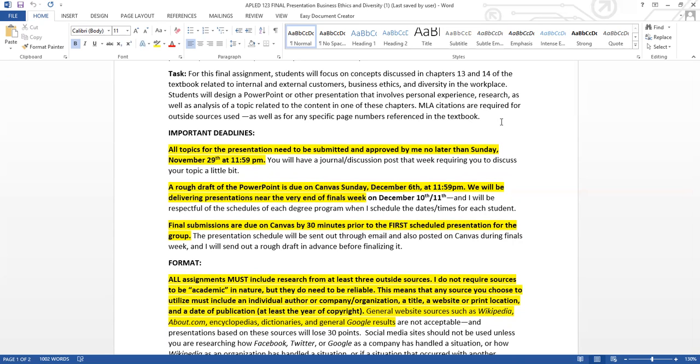Students will design a PowerPoint or other presentation that involves personal experience, research, as well as analysis of a topic related to the content in one of these chapters. MLA citations are required for outside sources, as well as for any specific page numbers referenced in the book. So think about your personal experiences. I tell students to start there.